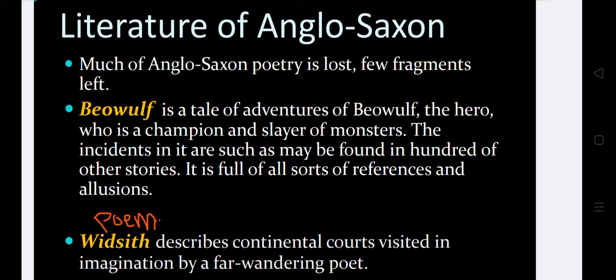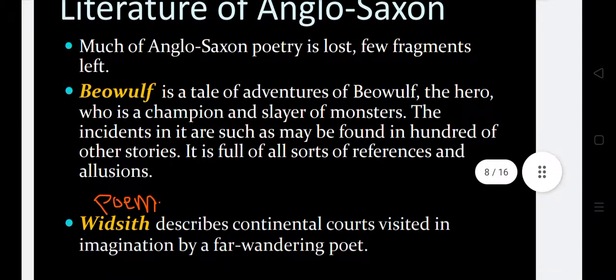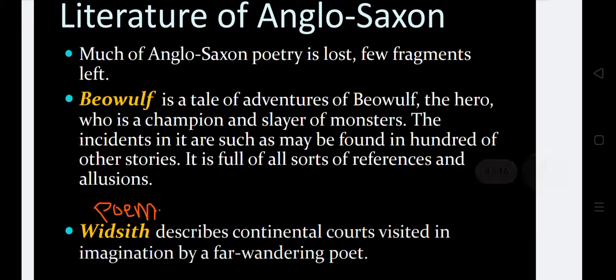Much of their poetry is lost and only a few pieces remain, because there was no tradition of written poetry. They just sang these poems orally, and the very famous one is Beowulf. You can say it's the first piece of literature, the first epic poem in the history of English literature. It's a poem of about 3000 lines, and it's very old.